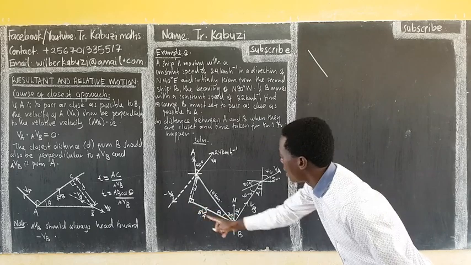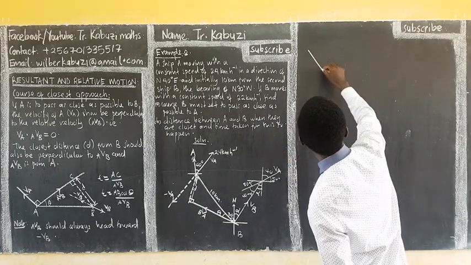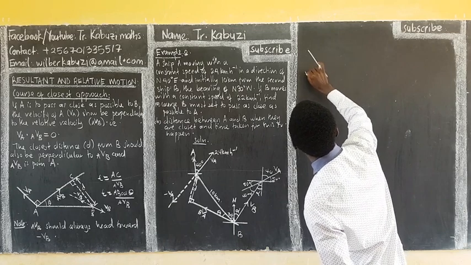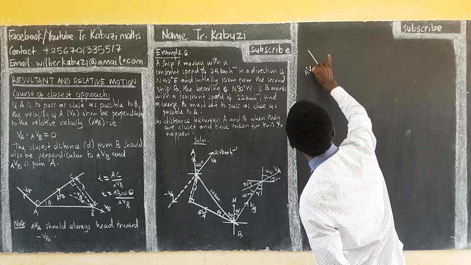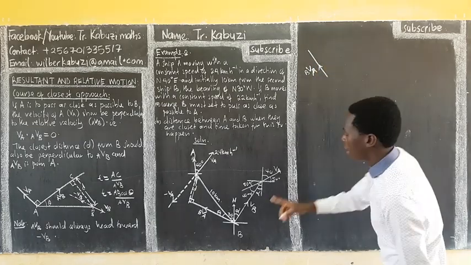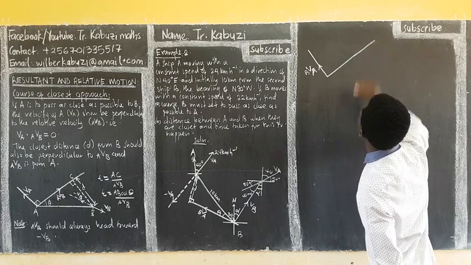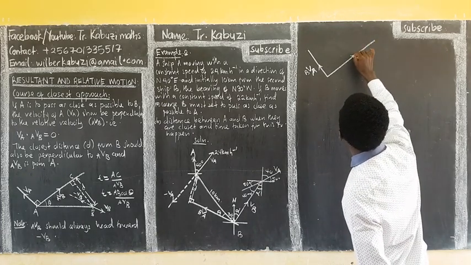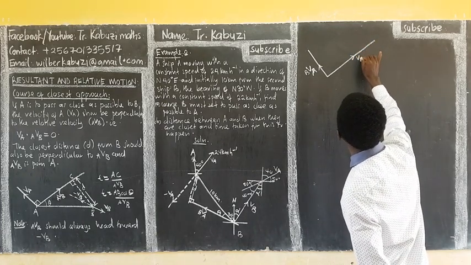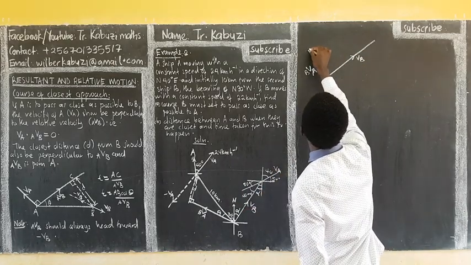This is our relative velocity. So this is our B relative to A. Okay, in that direction. Then I need to draw this like that. So this is my velocity of B. Then I also need to put this in this direction.